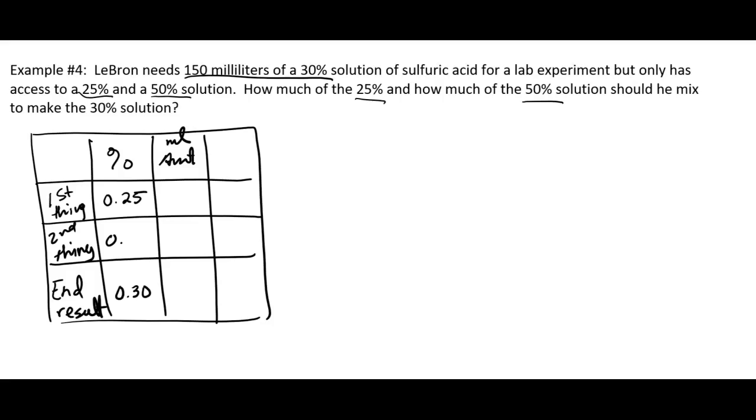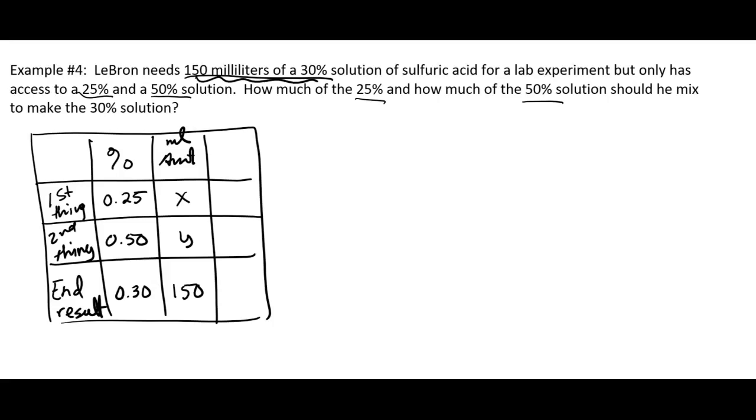The first mixture is 25%. The second one is 50%. So I fill in the percentages. I'm mixing a 25% and a 50% to get a 30%. Now, how much of this? We don't know. How much of this? We don't know. But in the end, we know we need 150 milliliters, because it tells us that in this sentence: LeBron needs 150 milliliters of a 30% solution.